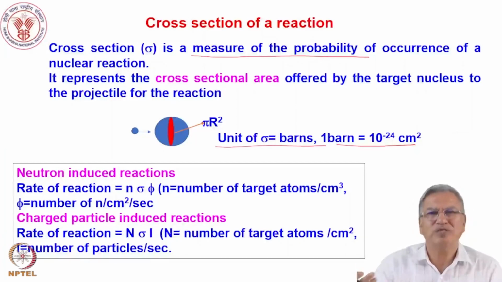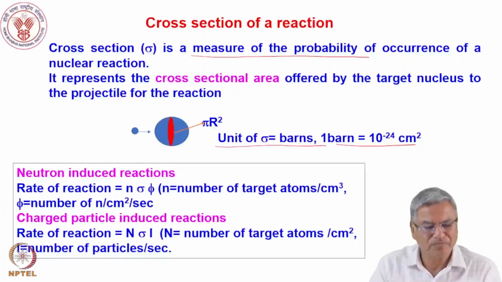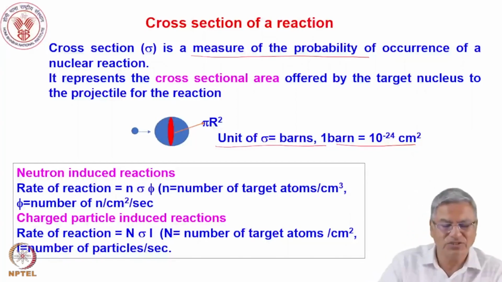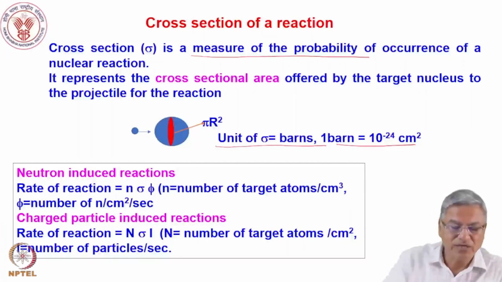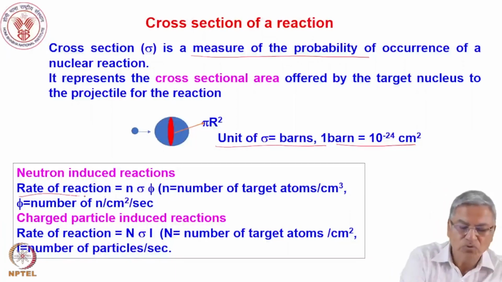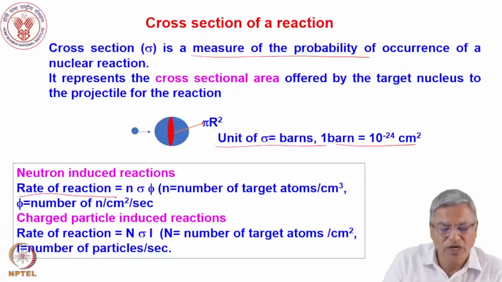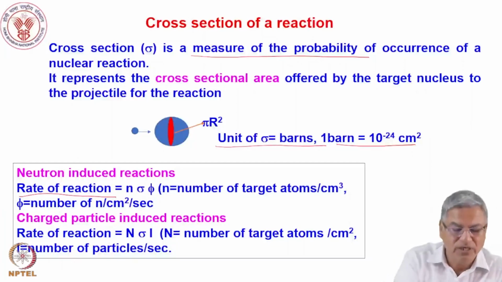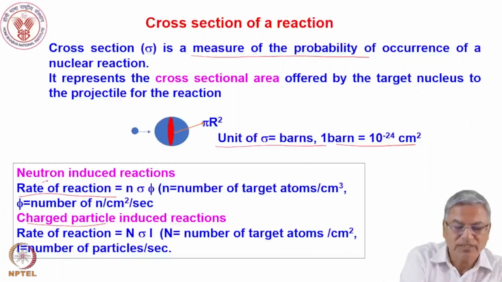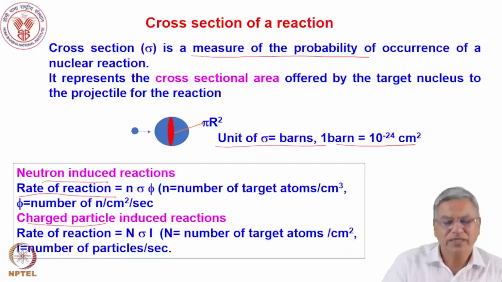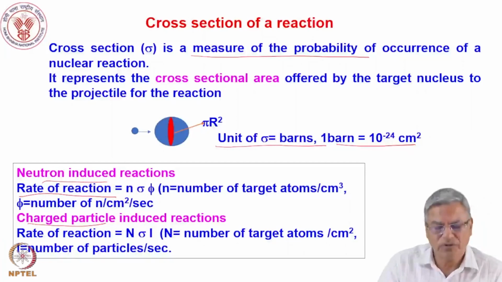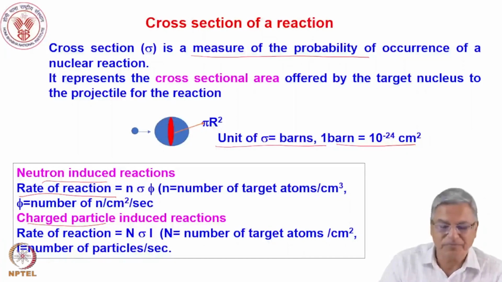There are many more things which will come in actually defining the cross section of a nuclear reaction as we go along. So how do we use the nuclear reaction cross section when we want to write the rate of a reaction? Depending upon whether we are doing neutron induced reaction or charged particle induced reactions, the terms that come into the formulation of nuclear reaction rate will be slightly different, which I try to highlight here.